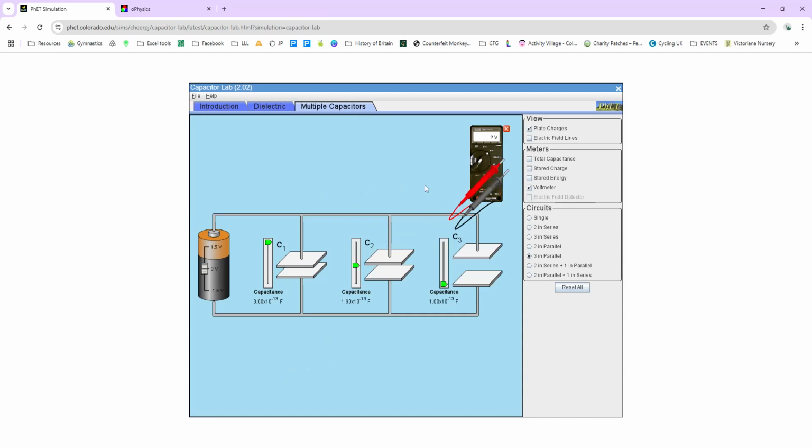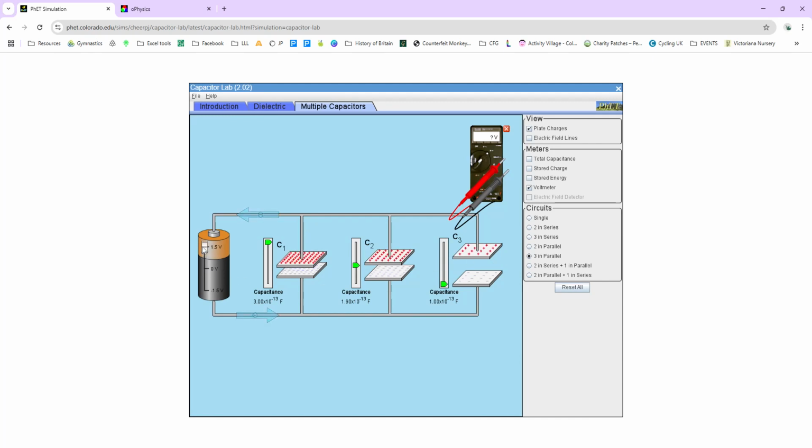If we have a look at capacitors in parallel, we will see that they all act independently of each other. So as we increase the voltage supply, we see that the large capacitance capacitor contains the largest charge, the middle contains the middle charge, and the smallest capacitance capacitor has the smallest amount of charge on it. They're all working independently here, and that's because they all have independent connections to the cell.